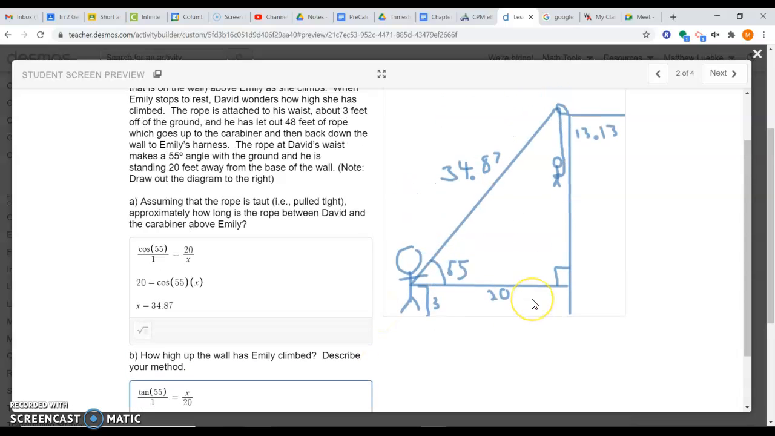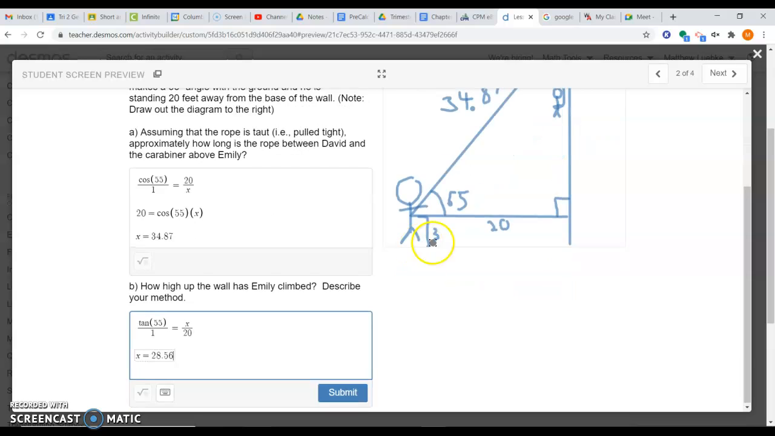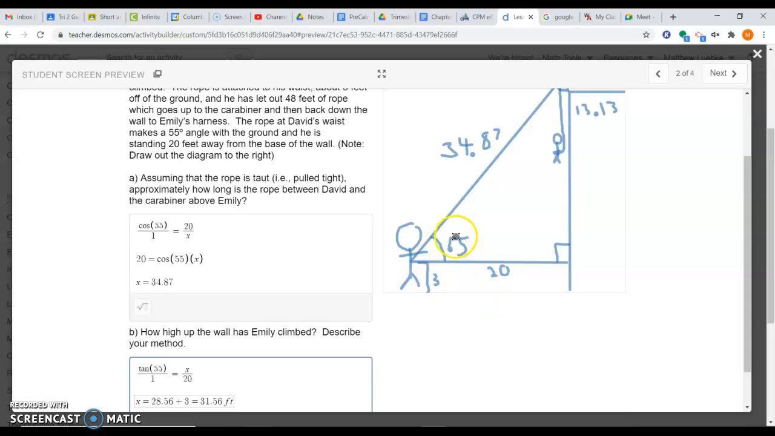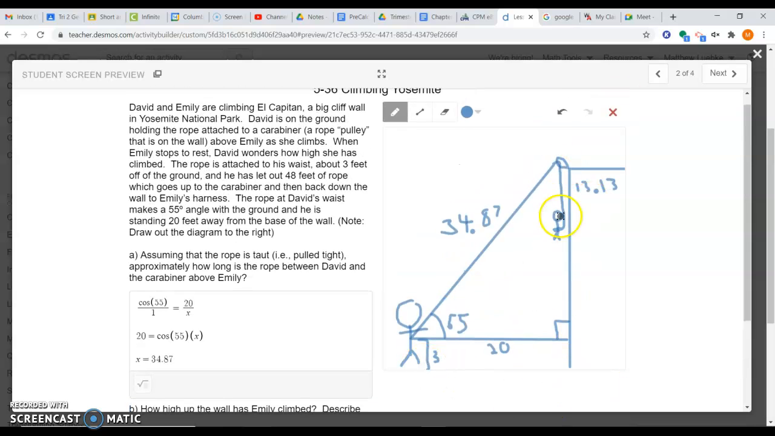Okay, now a couple things I need to do here still. I need to add the 3 feet from his waist to the ground. So this actually becomes adding 3 feet. Gives me 31.56 feet. Right, and so that is the total distance from the ground to the carabiner.